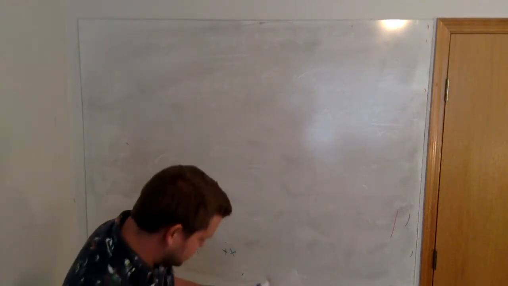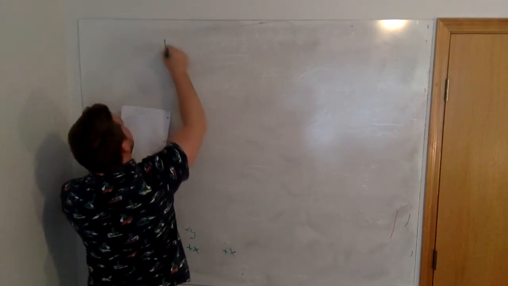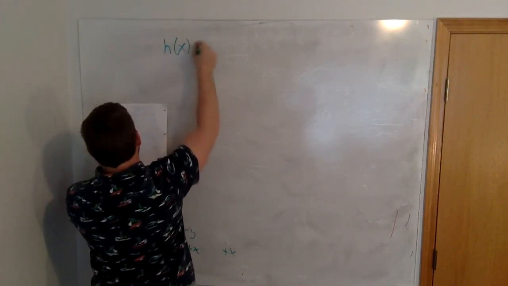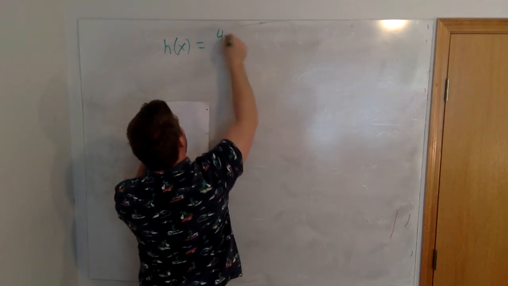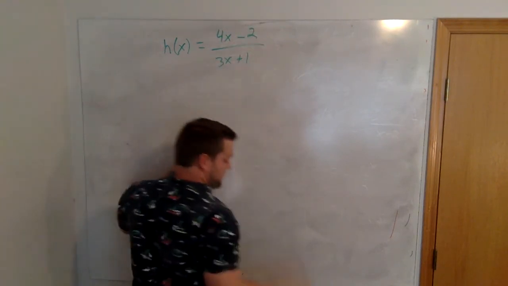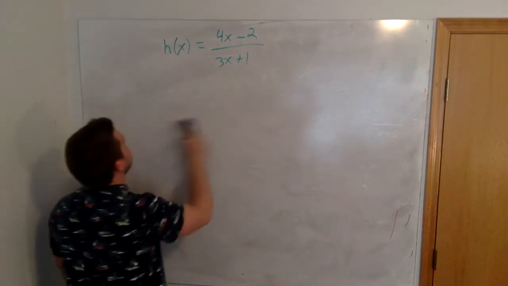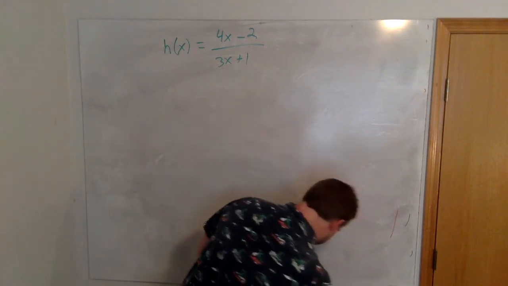Okay, let's say we have the function. Let's call it h of x. Let's say h of x is equal to 4x minus 2 all over 3x plus 1. Go ahead and pause the video and give a shot at finding the inverse of h.